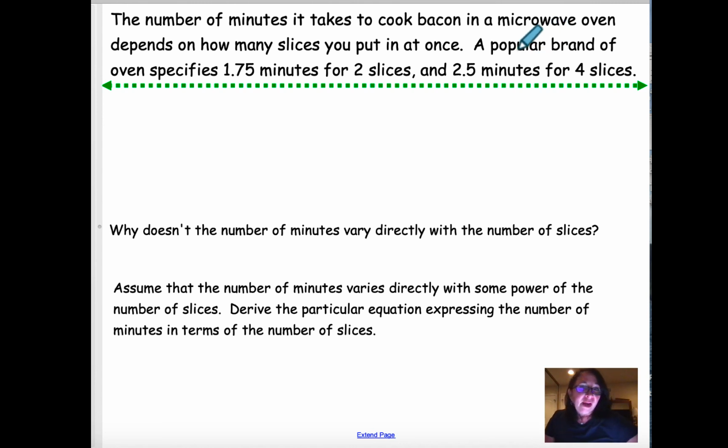A popular brand of oven specifies 1.75 minutes for 2 slices. You guys, that is a point. For every 2 slices, it's going to take 1.75 minutes. And then they said 2.5 minutes is going to be 4 slices. So now I've got 4. So here's what I'm going to do. I'm going to make a table because they actually gave me more than 1 point. Okay, so I'm super happy about that.